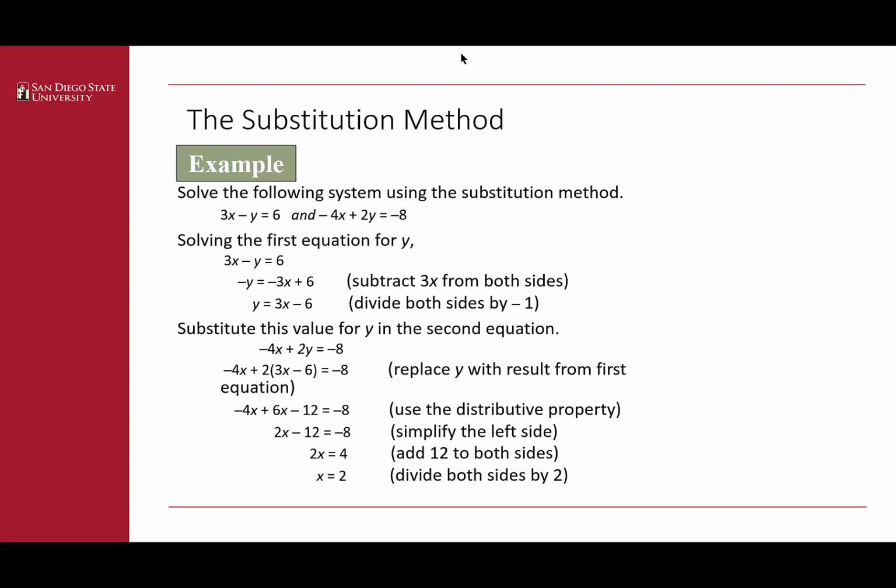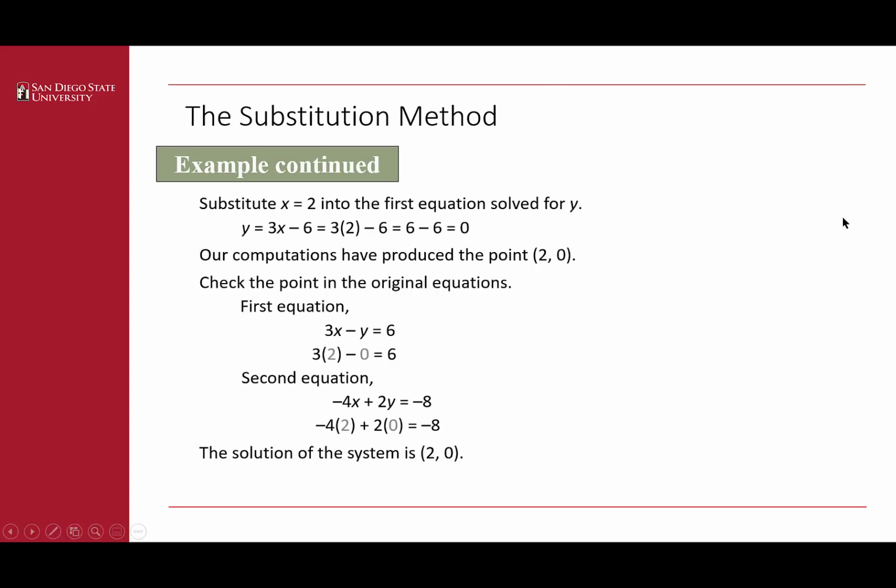Then we use the distributive property and the equation becomes minus 4x plus 6x minus 12 equals minus 8. If we simplify, we will get 2x equals 4 and x equals 2. Now we substitute x equals 2 into the first equation that is solved for y. The definition of y from the first equation becomes 3 times 2 minus 6, which is 6 minus 6, which is 0. So our computations have produced the point (2, 0).